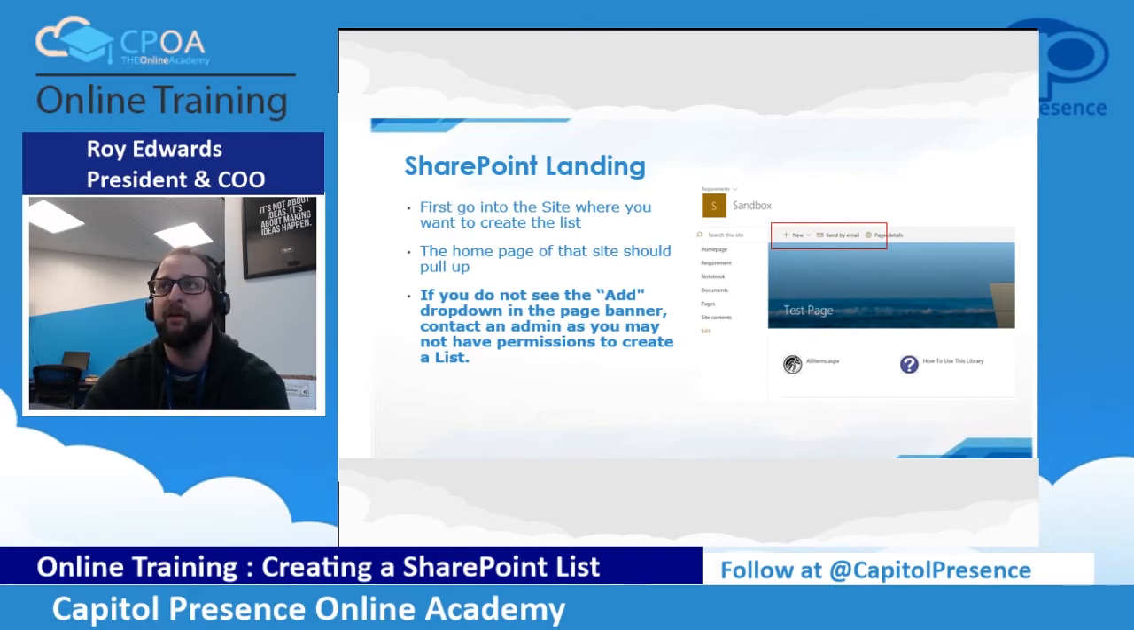On that banner, which we have highlighted, you should see a plus sign with the word New. If you do not see the plus sign with New and a drop down, then you might not have administrative privileges to do this, or you might not be able to edit, or you might not be able to create lists and libraries. So contact your administrator so that you can have the proper permissions. You won't be able to create a list, and this video wouldn't really be much of help for you.